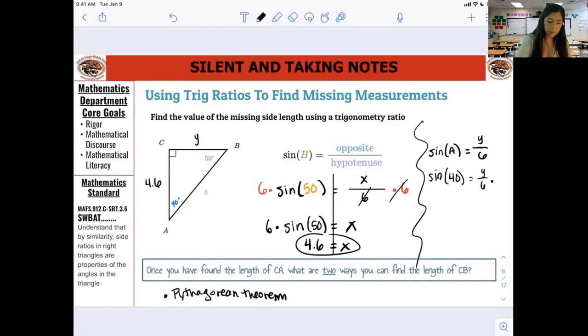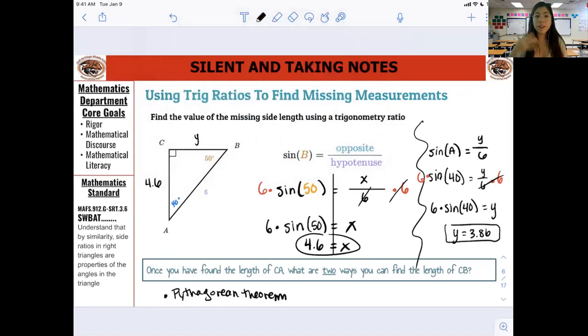I can multiply both sides by 6 to figure out the value of y. So what would be 6 times the sine of 40? 3.86. Good. So see, now we're learning new different ways to do something that when we used to do it with the Pythagorean theorem, you can also use sine trig functions to figure it out.